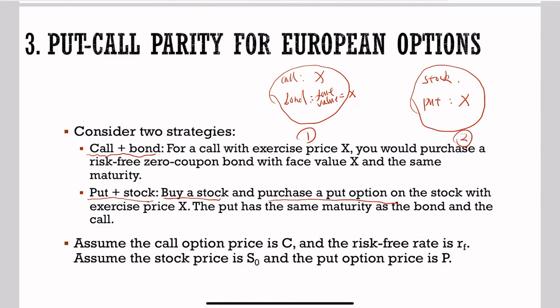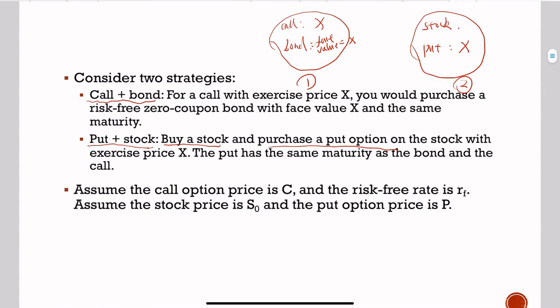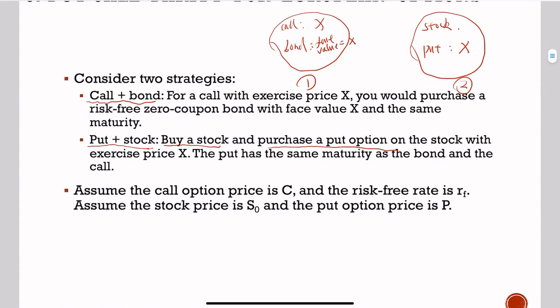Now, to facilitate our discussion on this put-call parity, let's lay down some notation, right? So let's say the call option price today is C, and the risk-free rate is RF. The stock price is S0, and the put price is P, right? So basically you can see that the call has a price of C, the bond has the interest rate of RF, the stock has today's price of S0, and the put has a price of P.